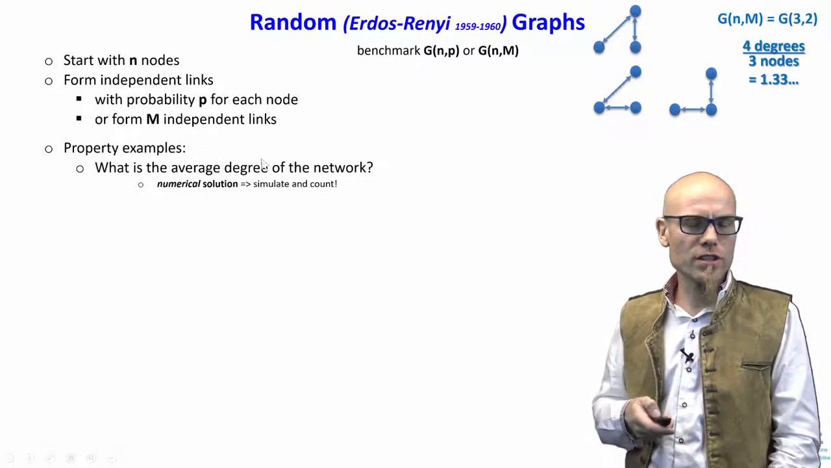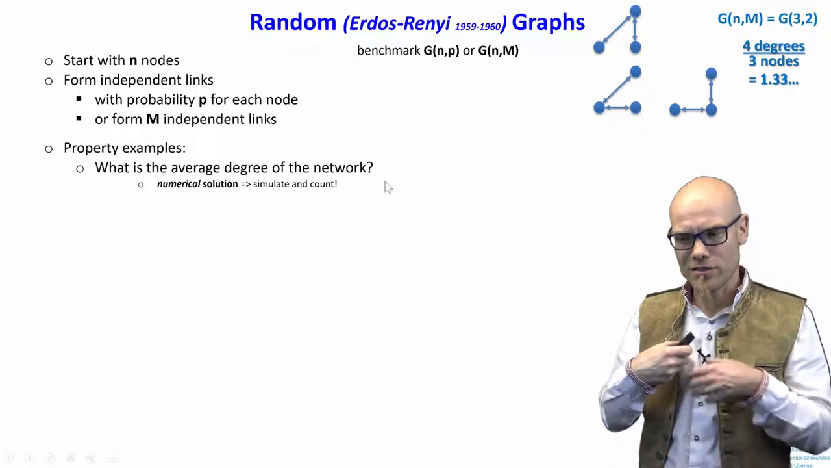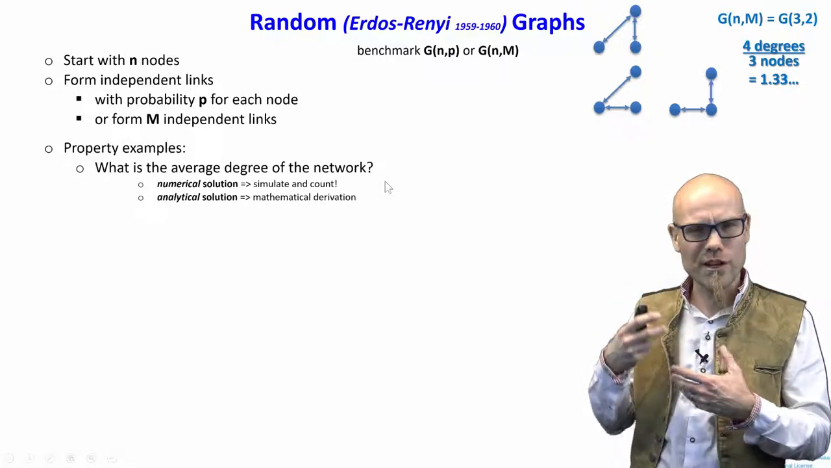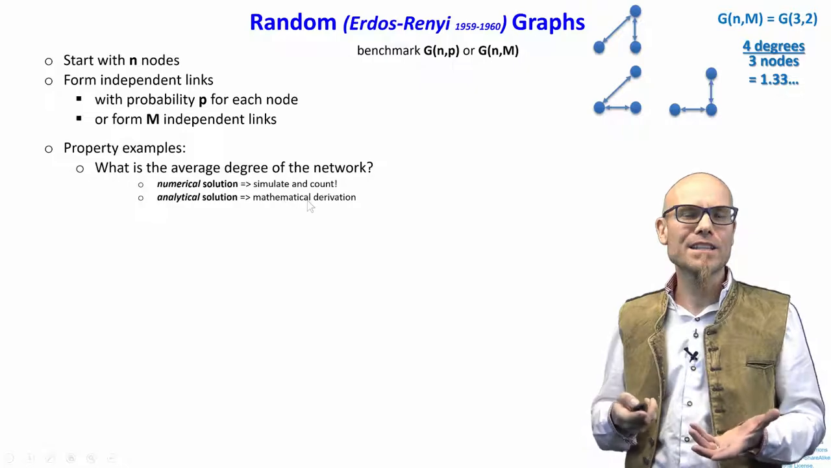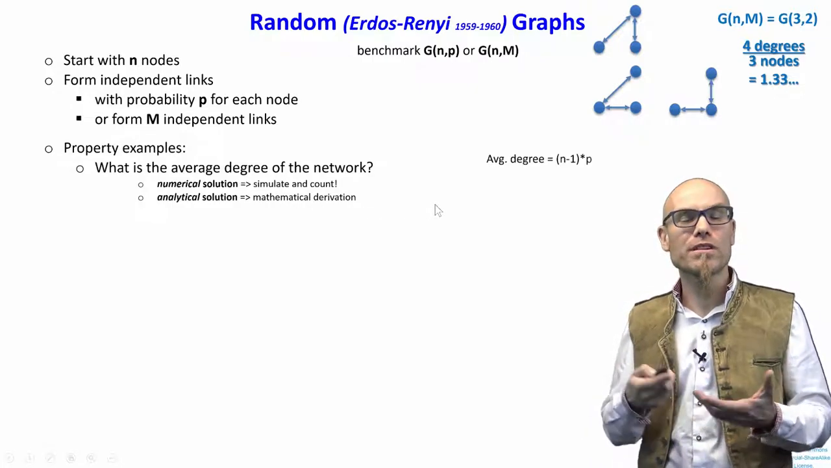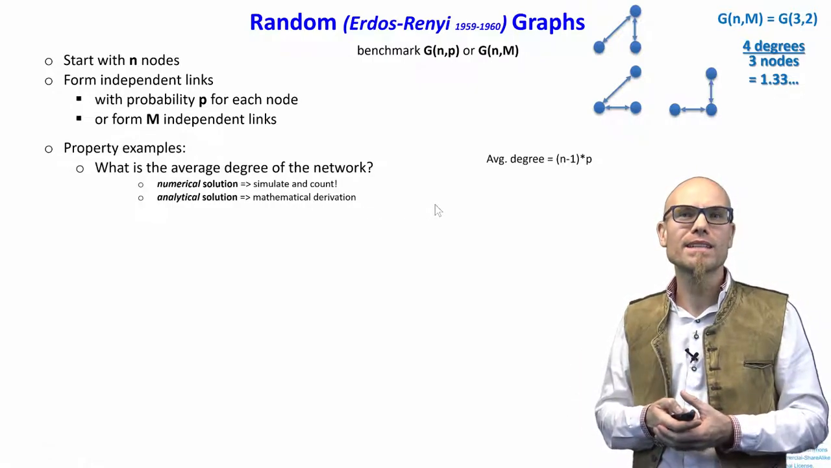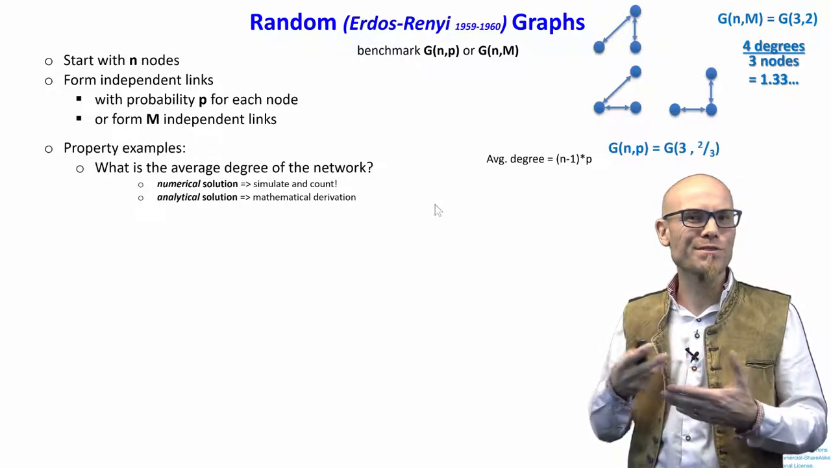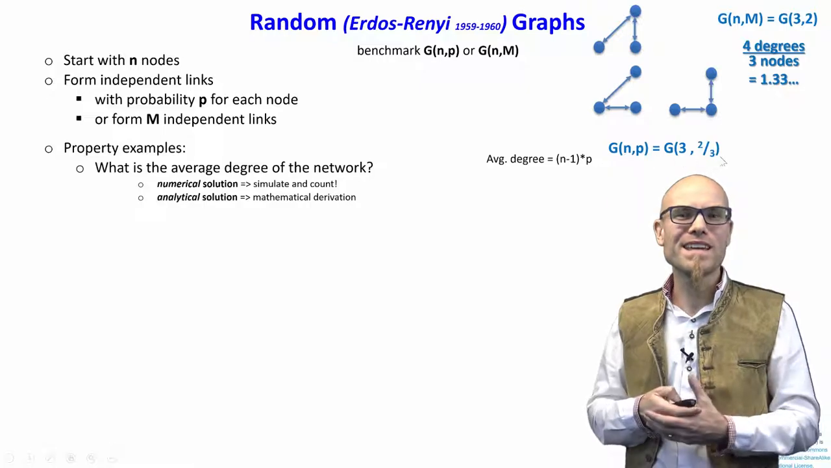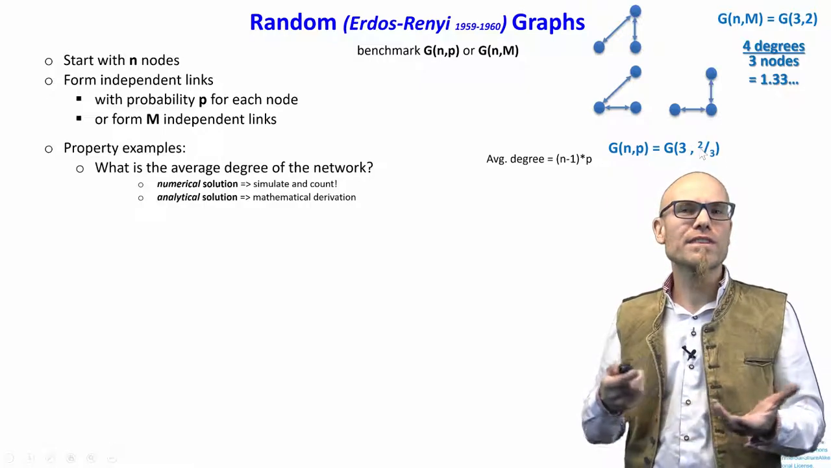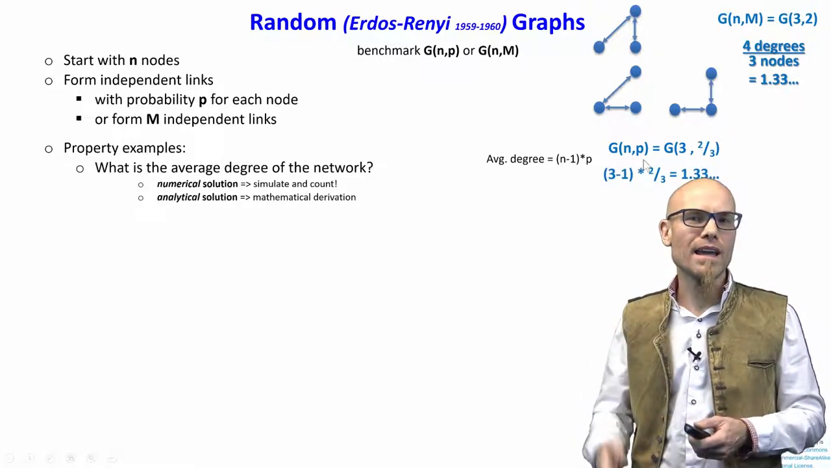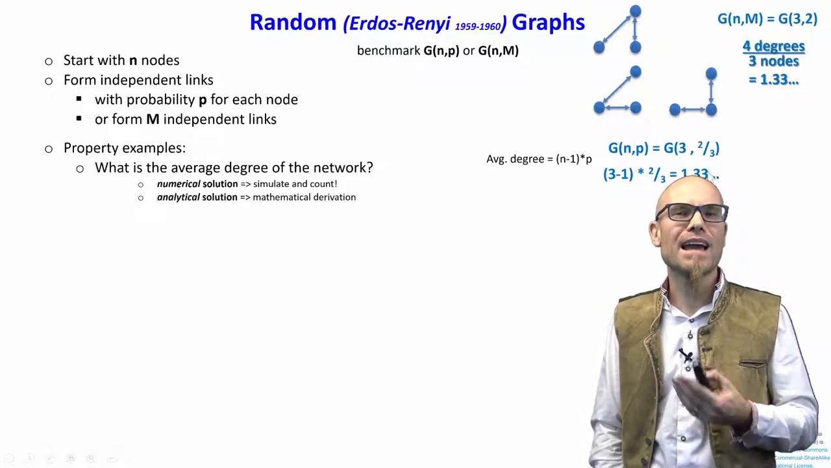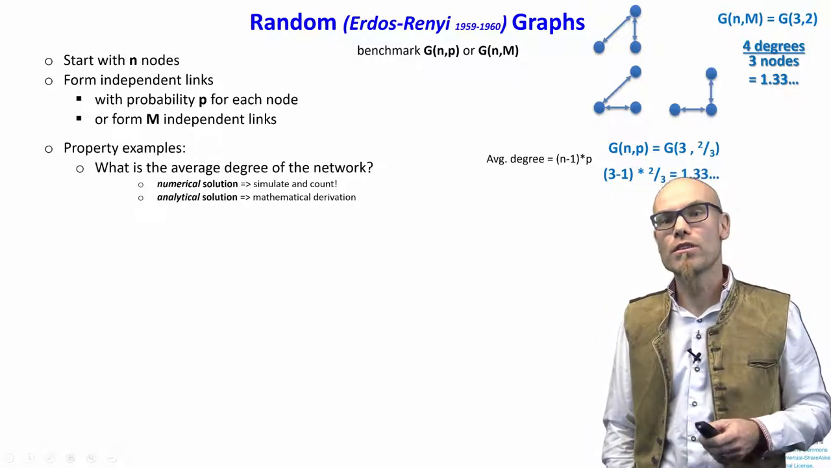The other way I can do this is analytically. That means I don't simulate and count, I scratch my head and come up with a formula. That's what the formula looks like: n minus 1 multiplied by p, if I have the probability. So if I have my G(n,p) network, sometimes it's useful to have the M, sometimes it's useful to have the P, that's how they defined it. I also get the same result: 1 1/3 links on average. That would be the average degree per node.